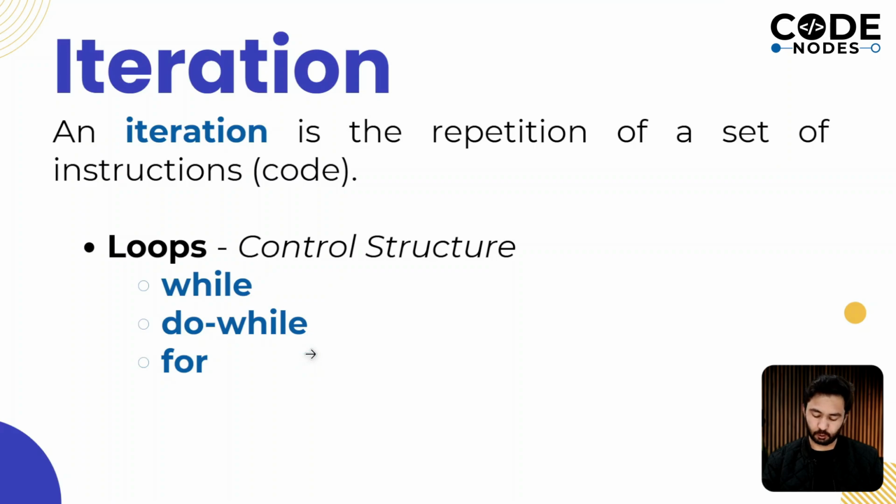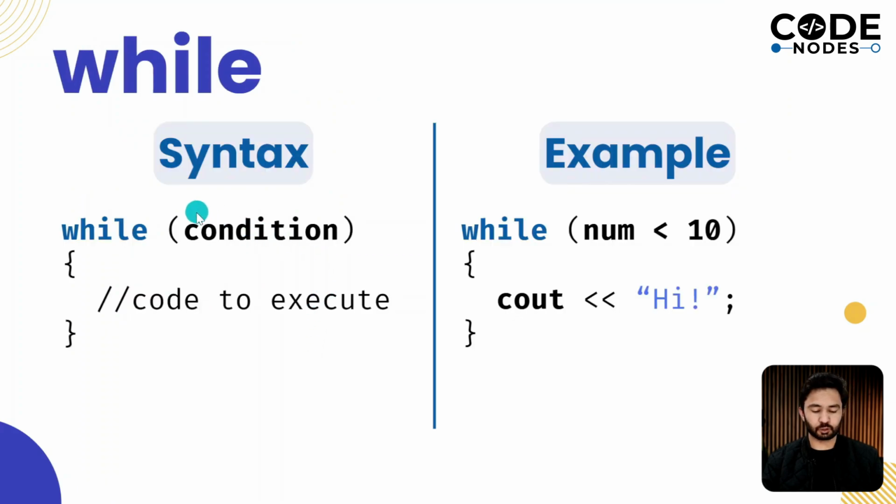Now let's start with the while loop. So this is the general syntax of the while loop, starting with the while keyword, followed by the condition inside the parentheses. While this condition is true, this part of the code will be executed. Here in the example, as you can see inside the parentheses, we have used the condition num less than 10. While num is less than 10, this part of the code will be executed. When num is greater than 10, it will exit from this block of code.